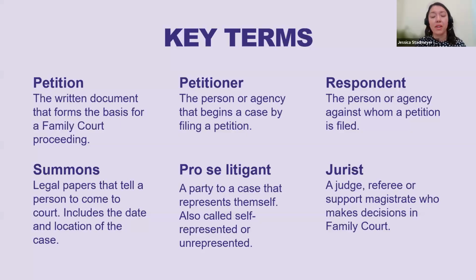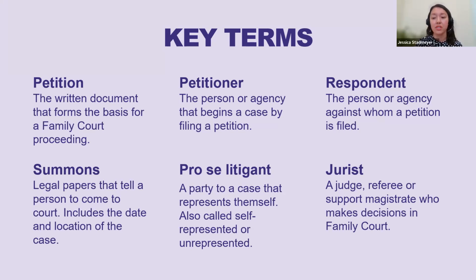As you start the filing process, here are some key terms to know. The first is petition. A petition is a document that tells the court what you are asking for. In order to start a family court case, you must file a petition. There are different types of petitions for different types of cases and requests. For example, there is a petition to start a new custody case, and there are petitions to modify existing orders like child support or visitation.